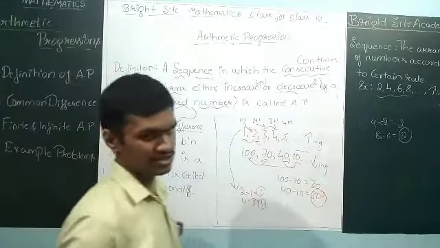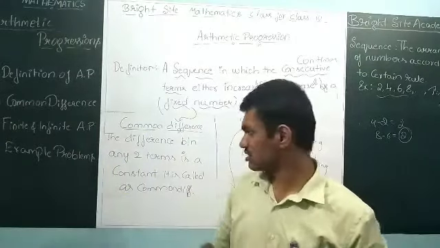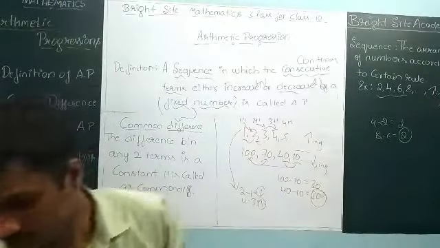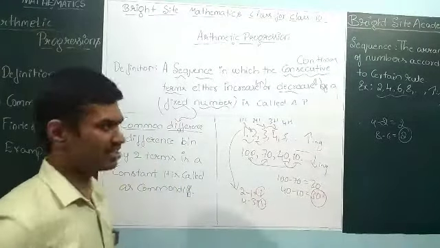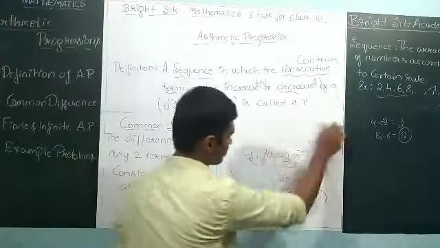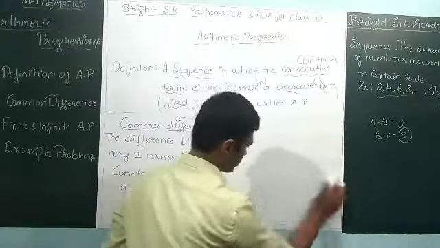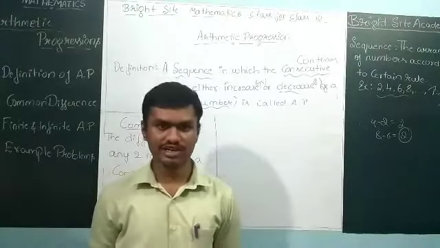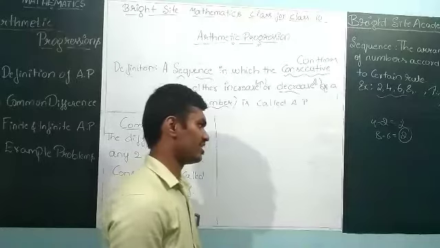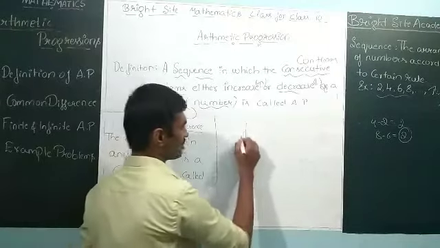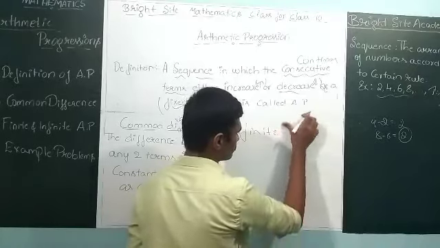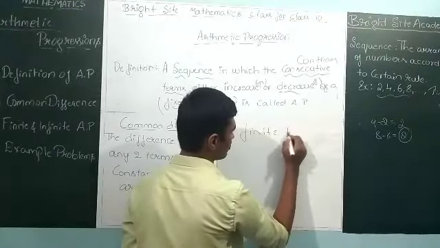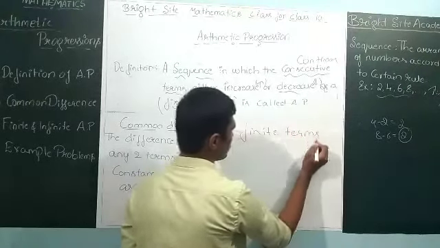So I think you have understood about the arithmetic progressions and the common difference. Now let us go through finite and infinite arithmetic progressions. The progressions contain a finite number of terms, finite terms.